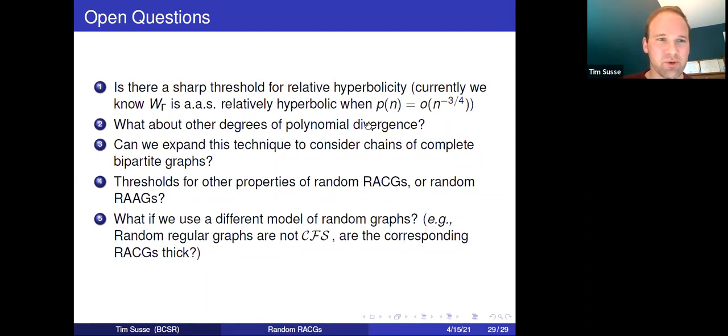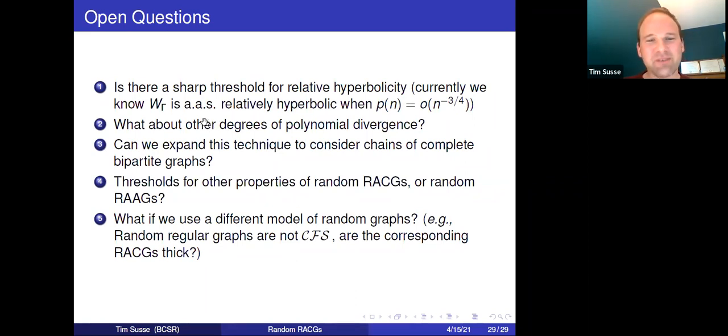In a more combinatorial vein, we might be able to expand our techniques to consider, instead of chains of squares, chains of other complete bipartite graphs. And then also, what other properties of right-angled Coxeter groups do you care about, and can you find a threshold for them? Or maybe even right-angled Artin groups, we could play the same game.